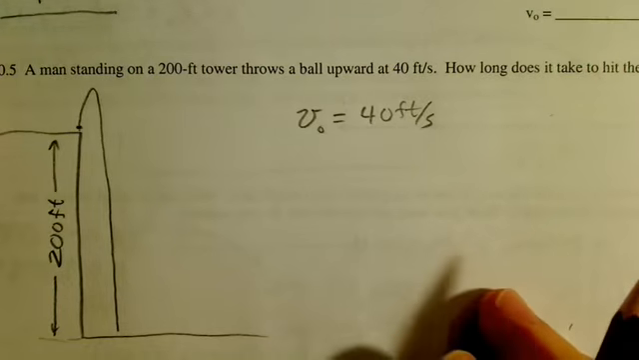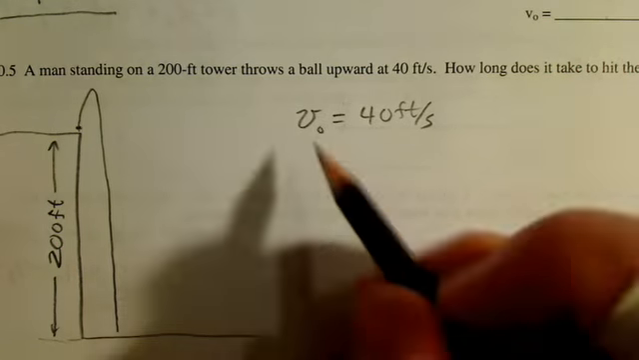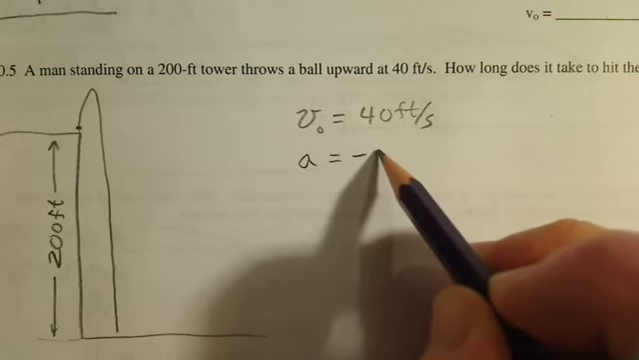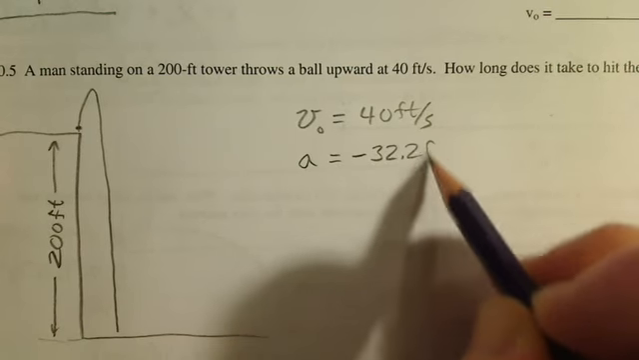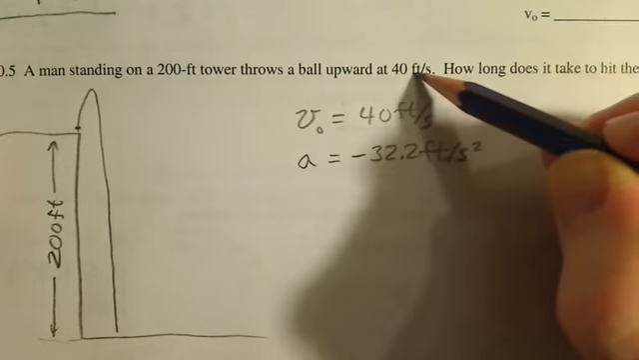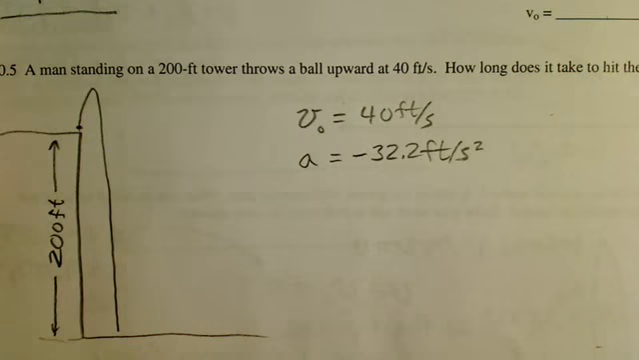I guess we'll assume that this is a case where we can neglect air resistance, so the acceleration for this problem is equal to 32.2 feet per second squared. The reason I'm using 32.2 is because the units given in the problem are in feet and not in meters per second.